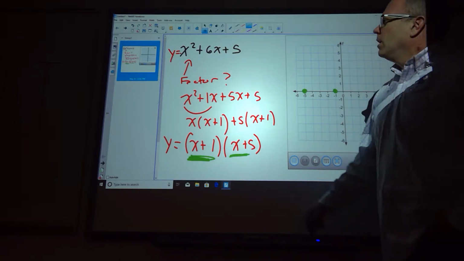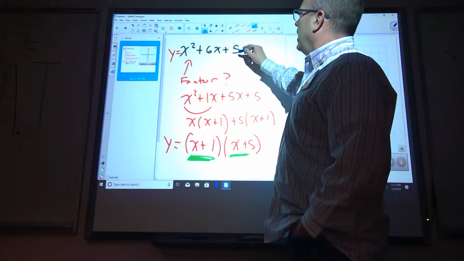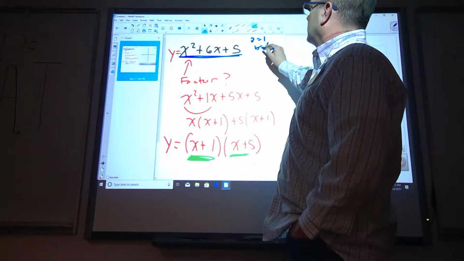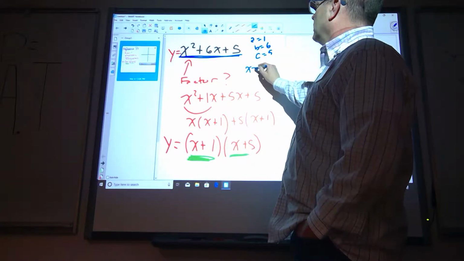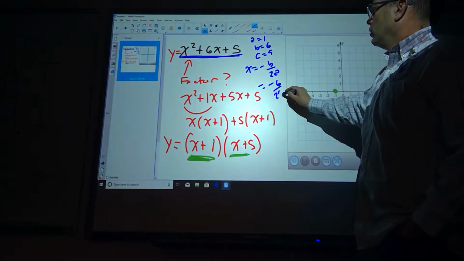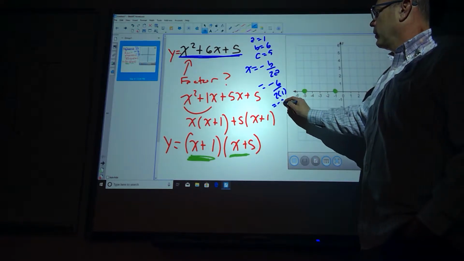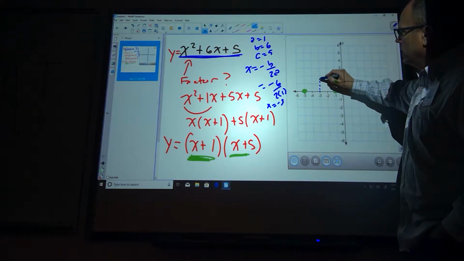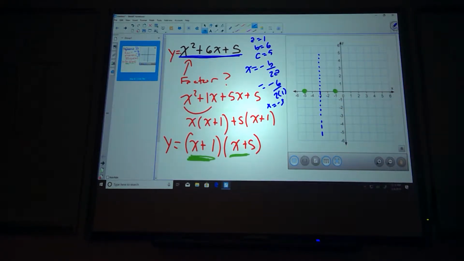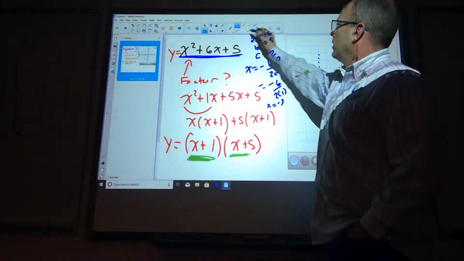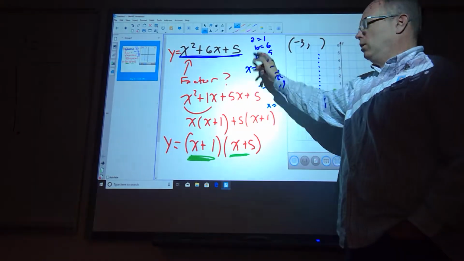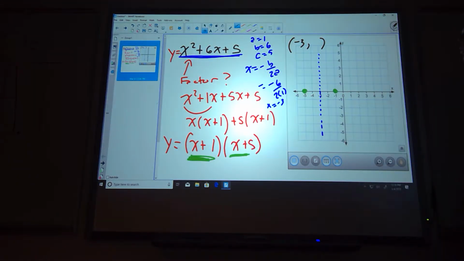Okay? But another way that we could look at this is, well, I did have this, and I know my a value is 1, my b value is 6, my c value is 5, and if I go x equals negative b over 2a, I'm going to get negative 6 over 2 times 1, which is negative 3. So I have an axis of symmetry at negative 3. And somewhere up and down that line, I will have my vertex, and I can find my vertex from plugging negative 3 back into either my original here or the factored form. It doesn't really matter which one you pick.